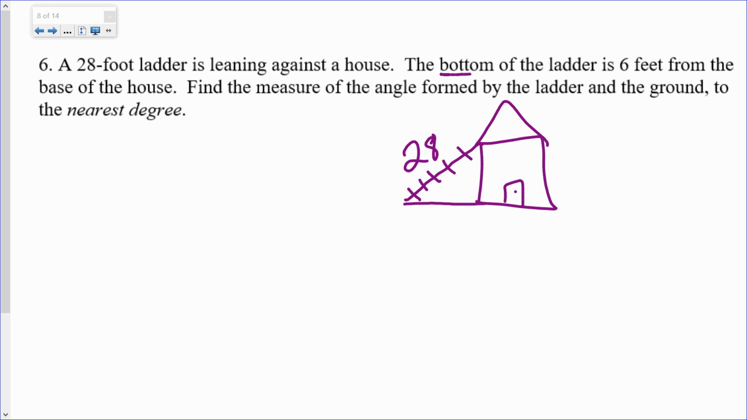The bottom of the ladder is 6 feet from the base of the house. So where is that 6 going to go? Read very carefully. Bottom of the ladder. This is the bottom of the ladder. Base of the house. Base means bottom. This is the base of the house. So the base of the ladder to the base of the house is 6. That's 6. And you just need to read carefully. Find the measure of the angle formed, so it's asking for an angle, by the ladder and the ground. Where does the ladder hit the ground? Right there.